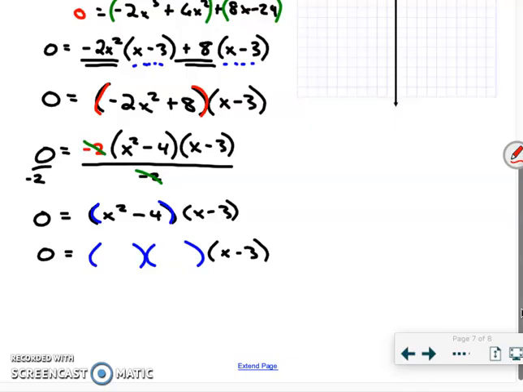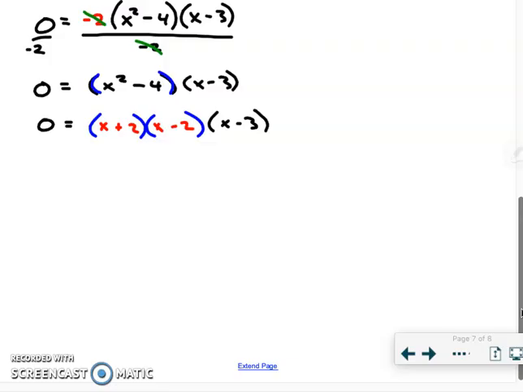Basically we're finding the square root. So the square root of x squared is x, goes here and here. The square root of 4 is plus and minus 2, goes here. All right. So once we have all of our factors, because that's what we have, that's great, but we need to figure out where our zeros are going to be located.